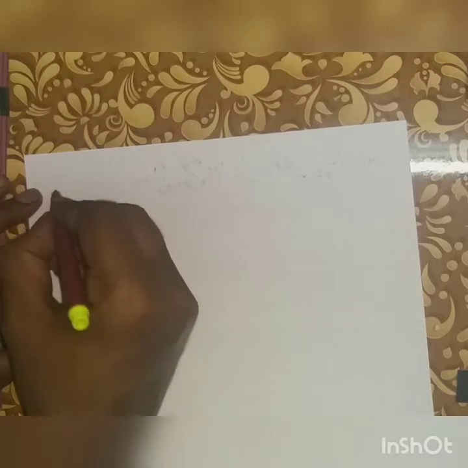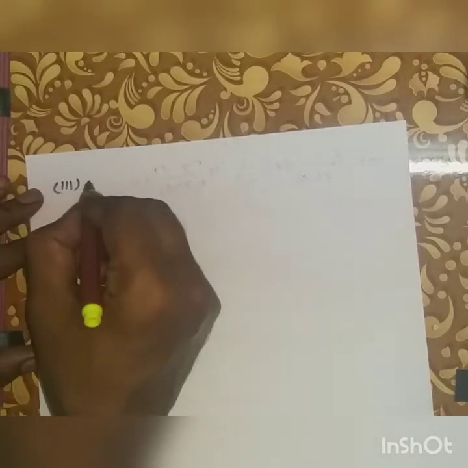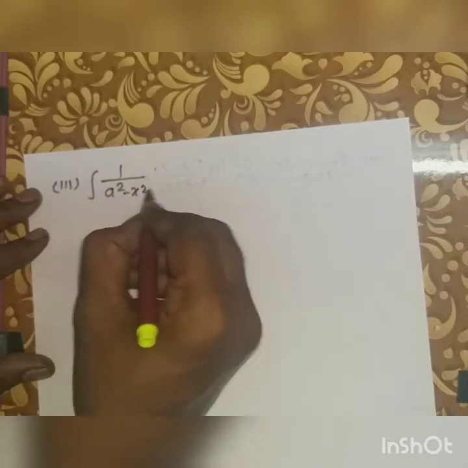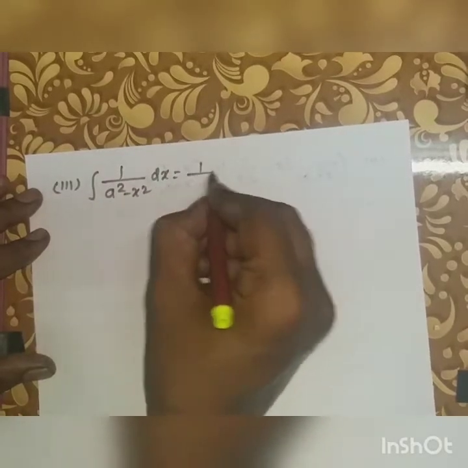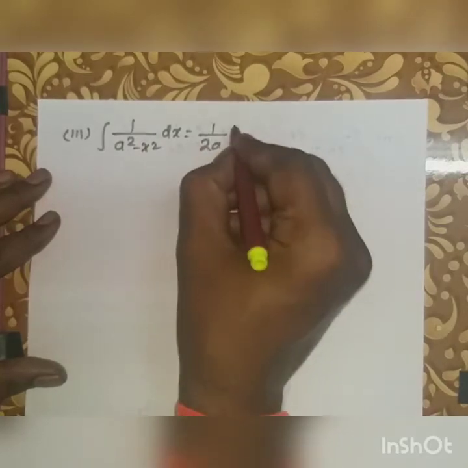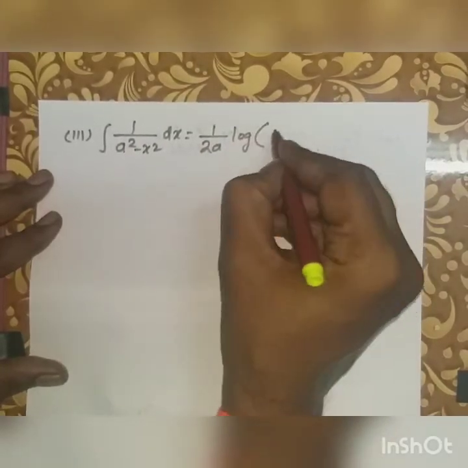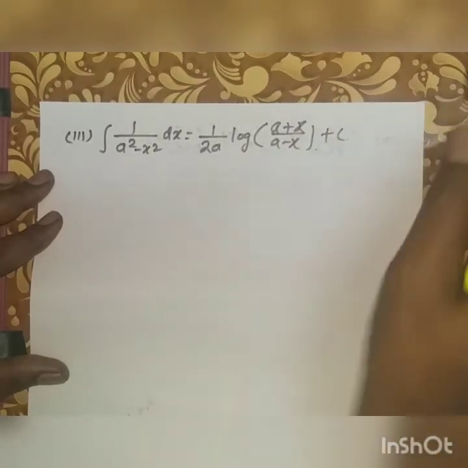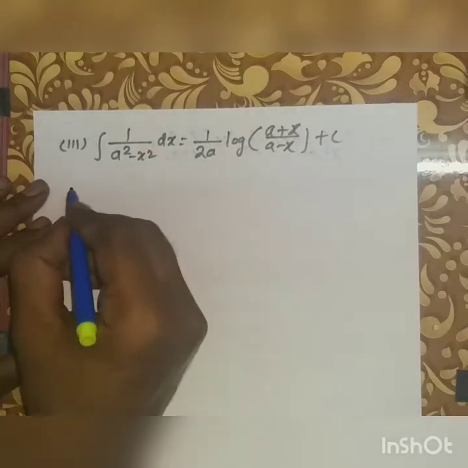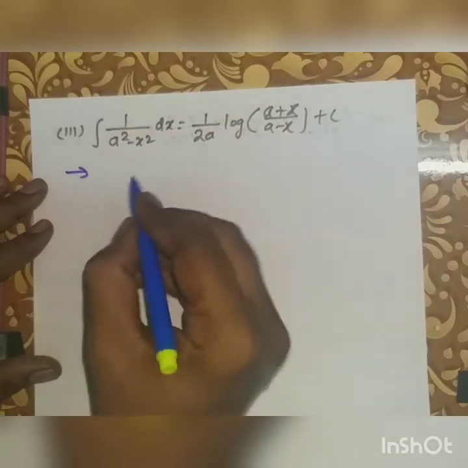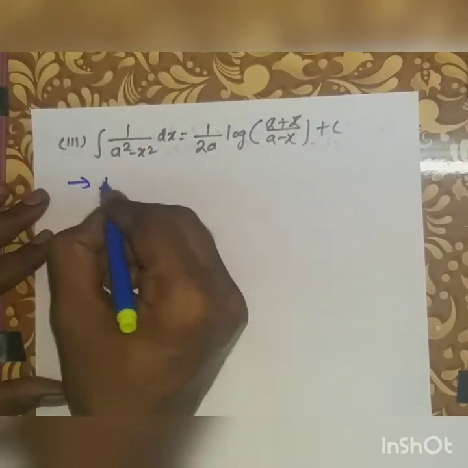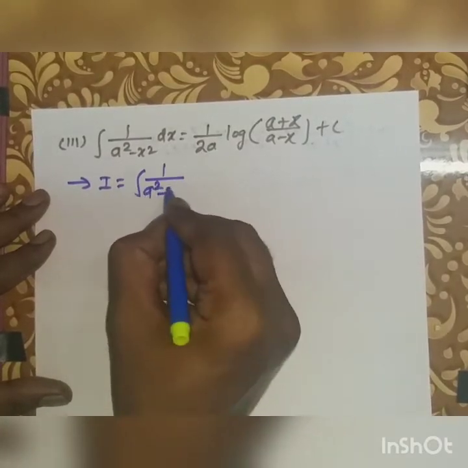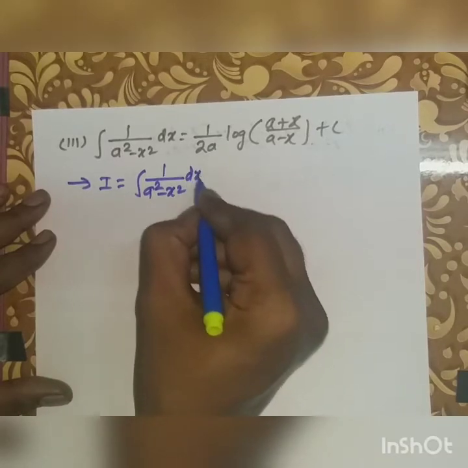Now third, last, take integration of 1 divided by a square minus x square dx, which is equal to 1 divided by twice a into log of a plus x divided by a minus x, plus c. So same proof, but I will take again integration I is equal to 1 divided by a square minus x square dx.